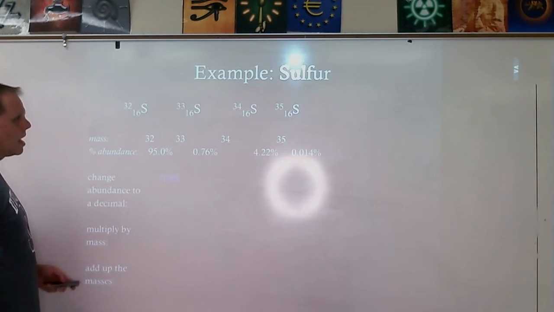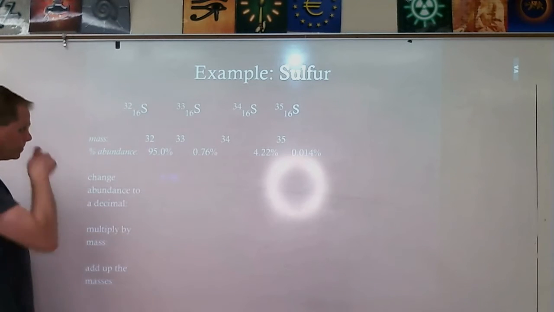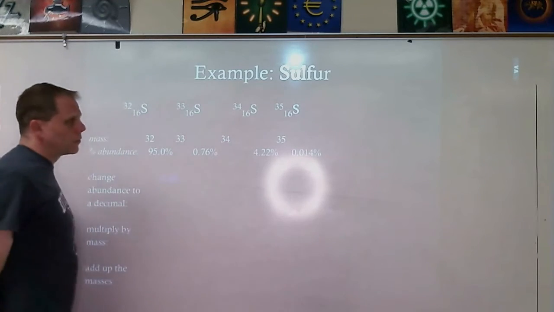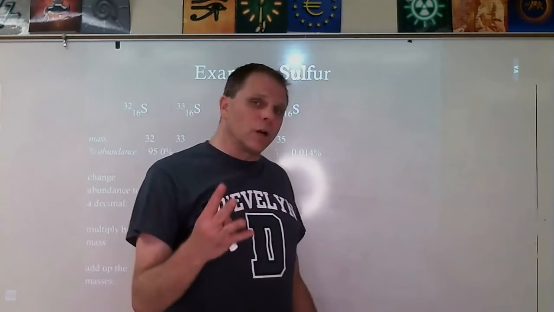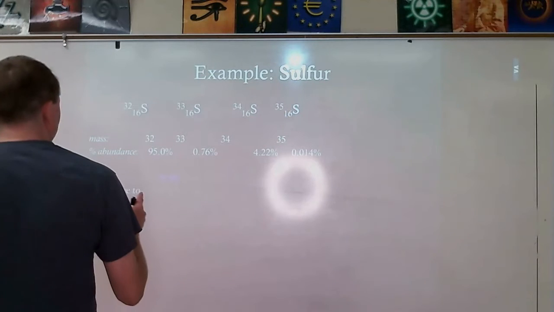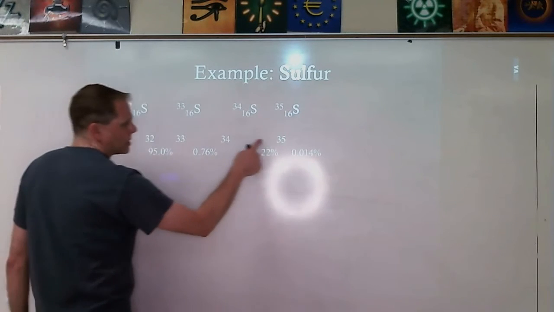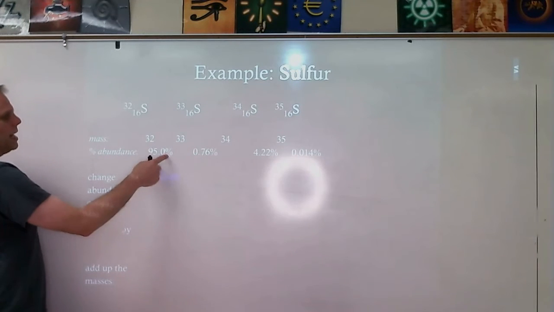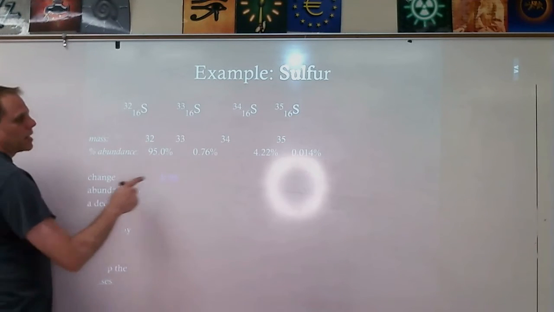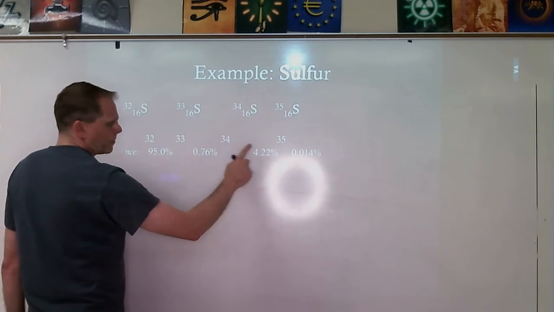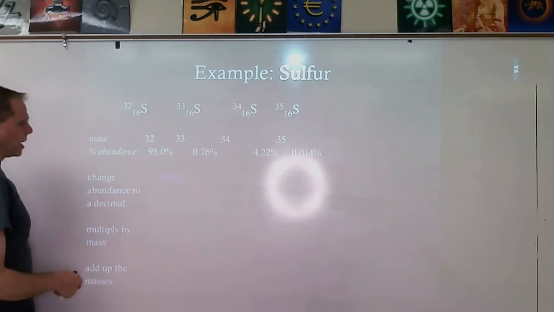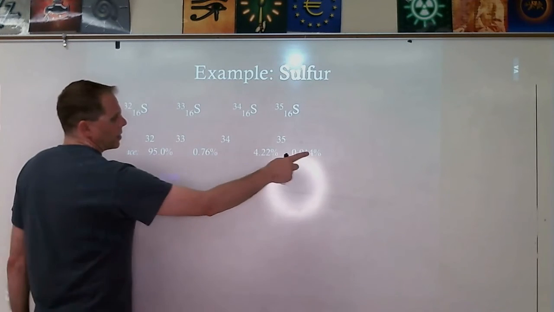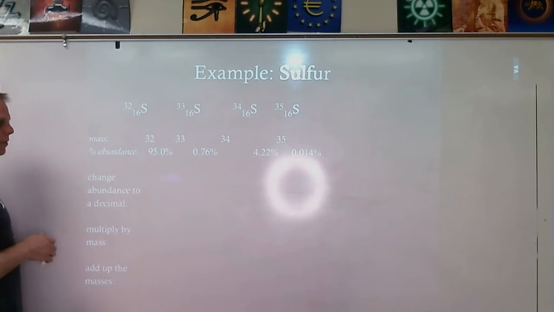That's cool. All right, so here's an example with sulfur. I've got sulfur 32, sulfur 33, sulfur 34, sulfur 35. I've got 4 isotopes of sulfur, and they have different masses and different percent abundances. Most of the sulfur on this planet is sulfur 32. The second most popular is sulfur 34. And I apologize, these things are not quite lining up. Then you have 0.76% of sulfur 33 and 0.014% of sulfur 35.